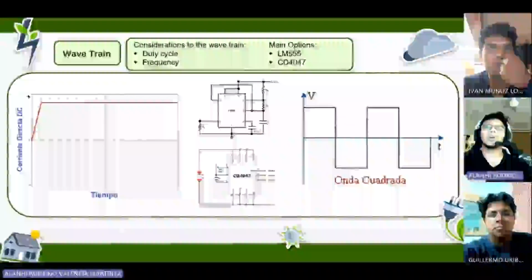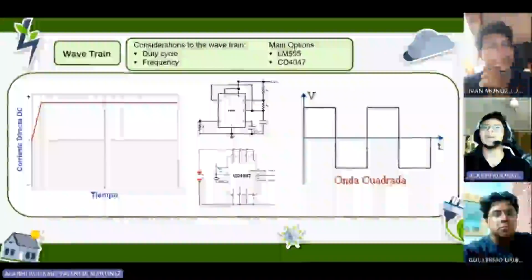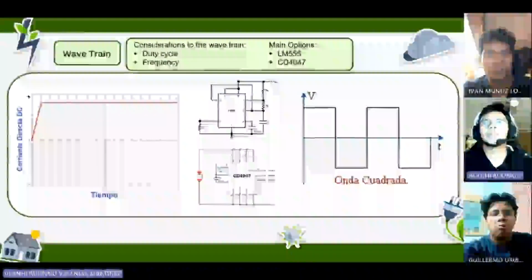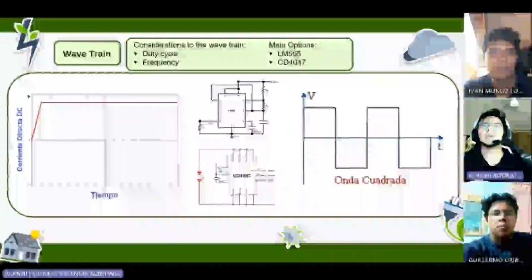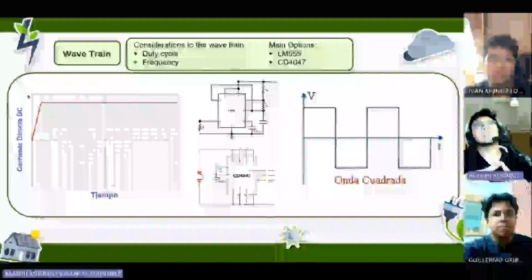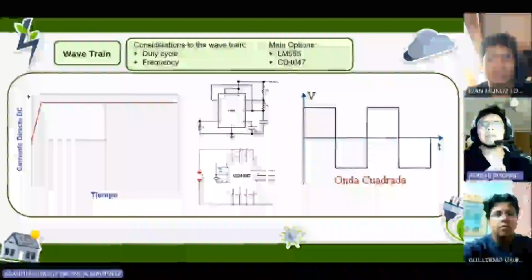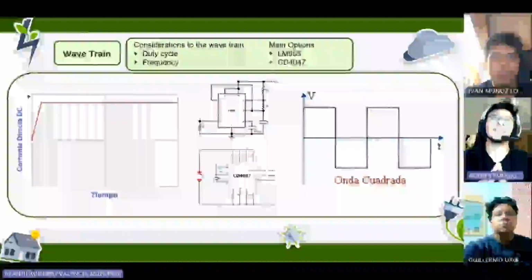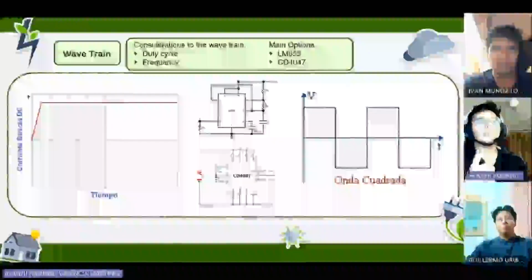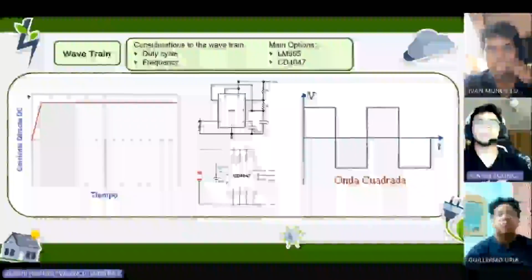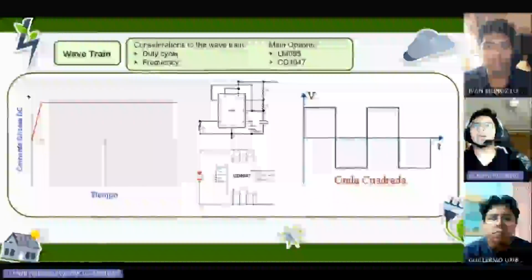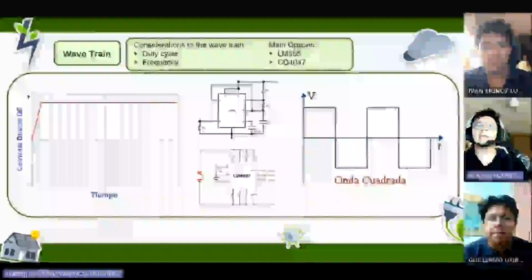To get the duty cycle, we use the LM555 and the CD4047. With the LM555, we have to use three resistors and two capacitors. In the CD4047, we can use only one resistor and one capacitor, and form the wave train that we need in the inverter.